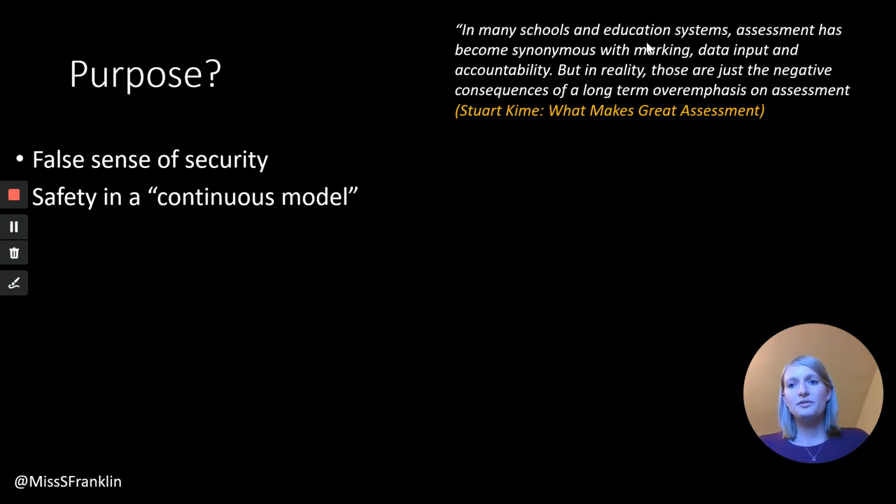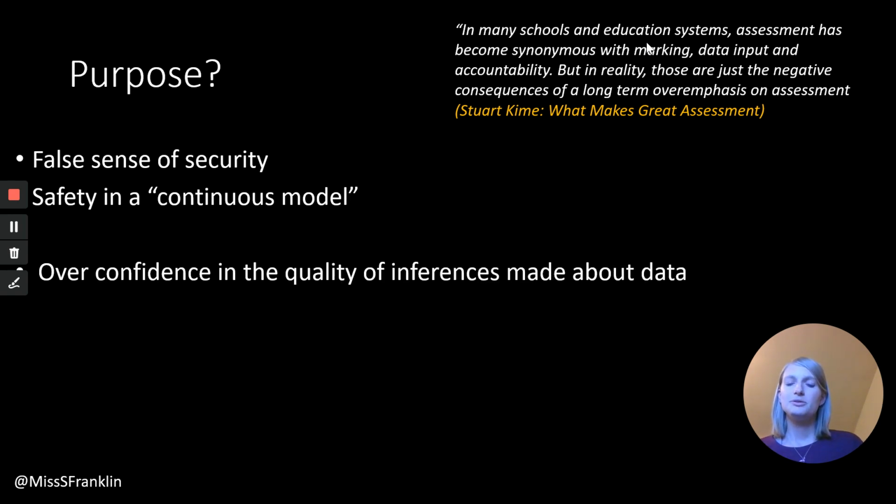I think there was also a lot of safety, a feeling of safety that comes from working within a continuous model. So if we can say we need them to end up here at a 7, and we can track back those logical steps throughout all of those stages of year 7, year 8, year 9, year 10, that gives us a real sense of safety that we're on the right track and we're heading towards somewhere where we need to be. But really, what I think this actually led to was an overconfidence in the quality of the inferences that were being made about the data.